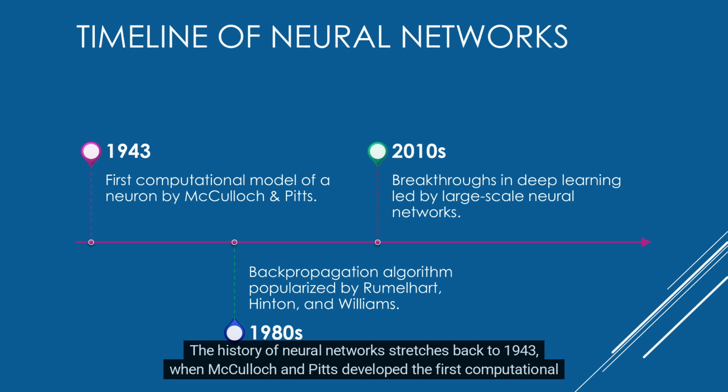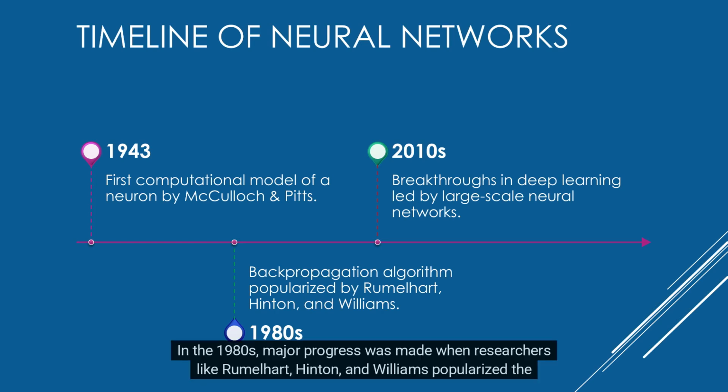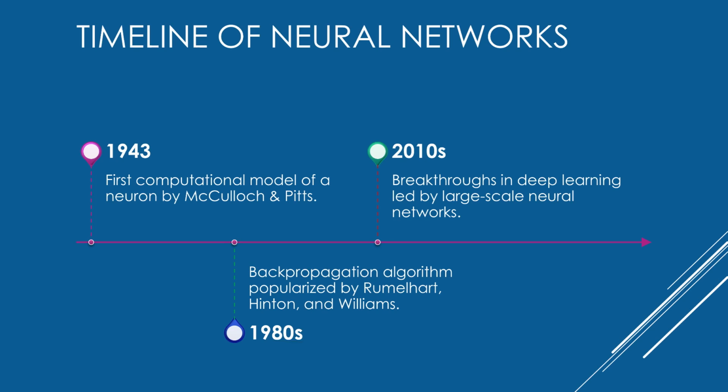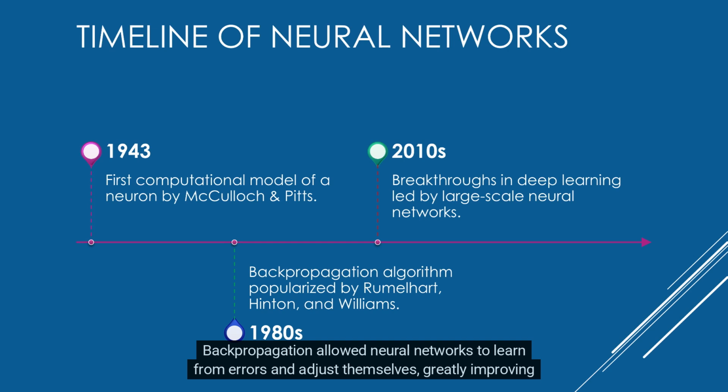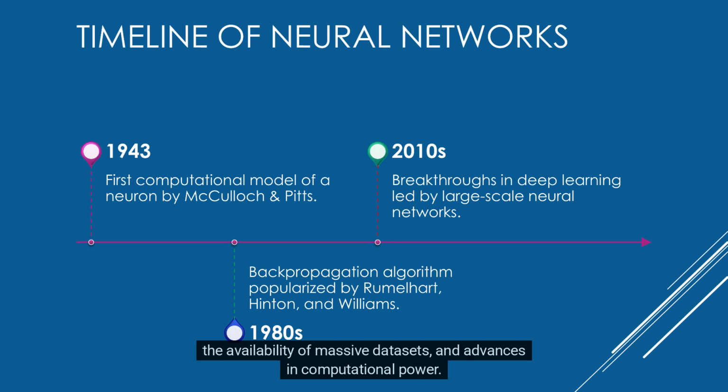The history of neural networks stretches back to 1943, when McCulloch and Pitts developed the first computational model of a neuron, laying the theoretical foundation for artificial intelligence. In the 1980s, major progress was made when researchers like Rumelhart, Hinton, and Williams popularized the backpropagation algorithm. Backpropagation allowed neural networks to learn from errors and adjust themselves, greatly improving their performance. In the 2010s, breakthroughs in deep learning emerged, driven by large-scale neural networks, the availability of massive datasets, and advances in computational power.